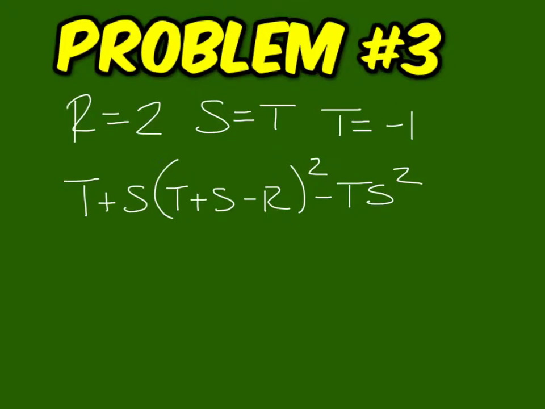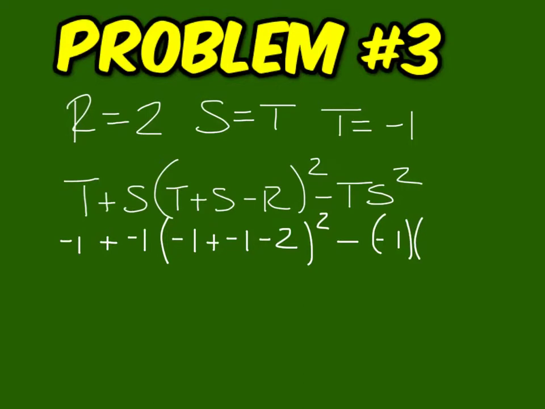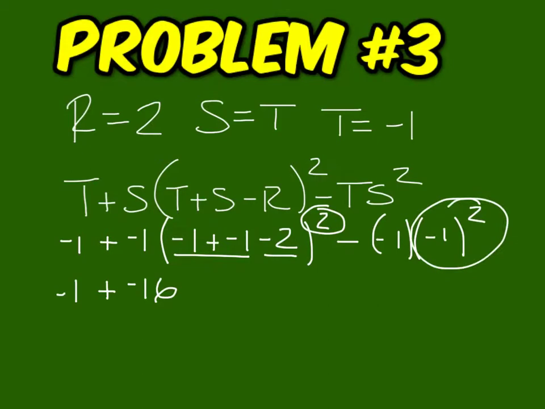Alright, so we're going to have t, that's a -1, plus s is -1, times the quantity of -1 plus -1 minus 2, square that quantity, minus a -1 times s squared is going to be -1 squared. So -1 plus, this is -2 minus 2, that's a -4, squared is 16, times the -1 is -16. That's a +1 when you square it, becomes a -1, so minus a -1, that'll be a -17, plus 1 is a -16.